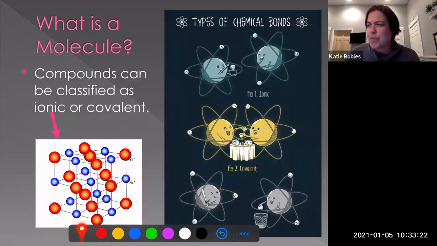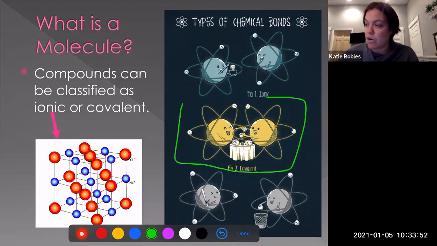So we learned about three types of chemical bonds: ionic, covalent, and then metallic. It's the one that we talked about the least. Ionic bonds are when they transfer electrons. This is very cute here. You've got this little guy electron that's transferring the ring, which is an electron, over to the girl. Covalent is when you share electrons, and then metallic is when you share tons.